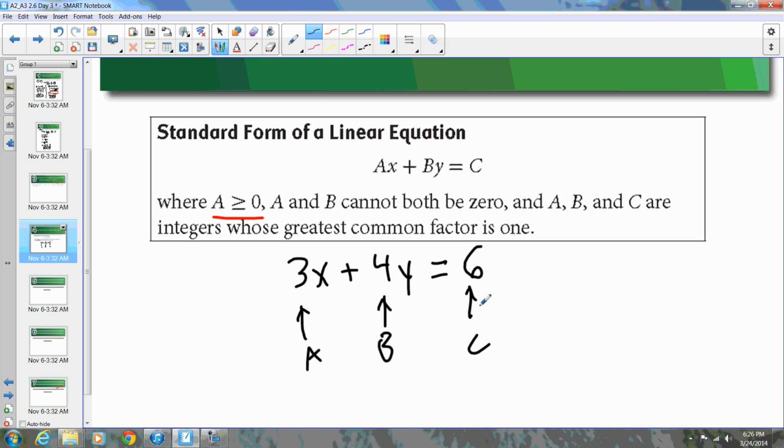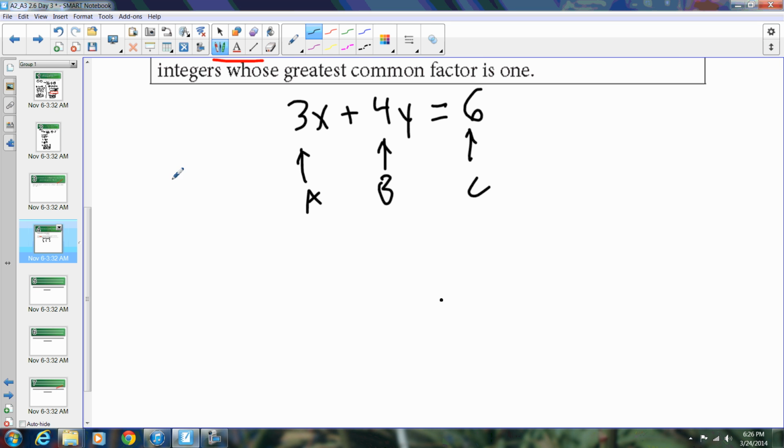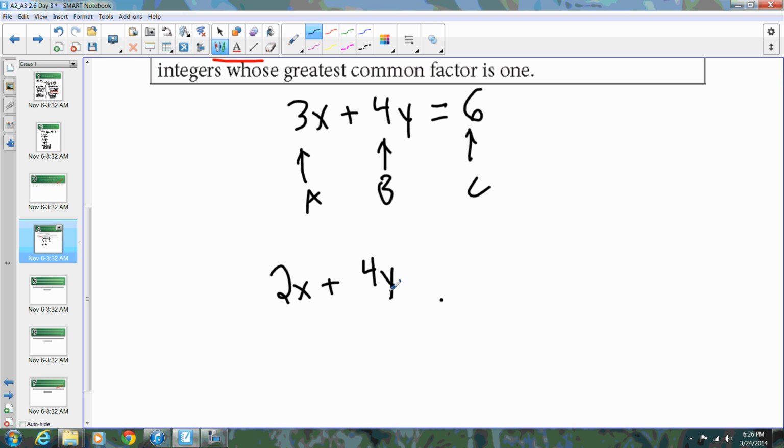Now, do 3, 4, and 6 have a greatest common factor other than 1? No, they do not. 3 is prime, so there's no way that 3 can have a common factor other than 1 with 4 and 6. If I have 2x plus 4y is equal to 6, so all I did was change the value of A, these A, B, and C do have a common factor that is greater than 1. And what is that? If you said 2, you are correct.